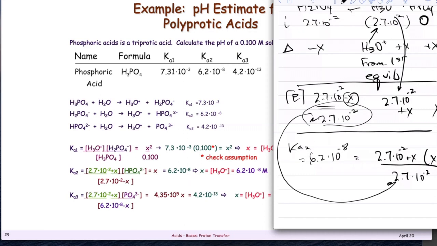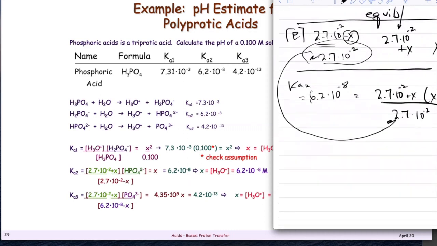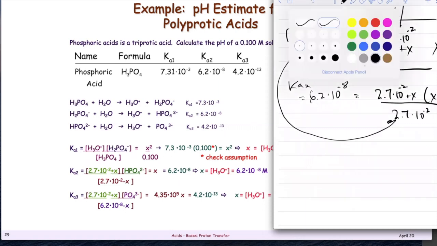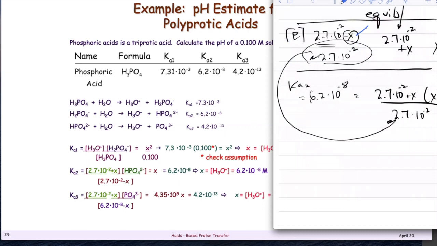Okay, so look what happens. If we can assume that 2.7 times 10 to the minus 2 minus x is 2.7 times 10 to the minus 2, then we should also assume that 2.7 times 10 to the minus 2 plus x is 2.7 times 10 to the minus 2. So what does that mean? These two will cancel. And what we have is x, which is equal to our HPO4 minus 2, is just equal to 6.2 times 10 to the minus 8.